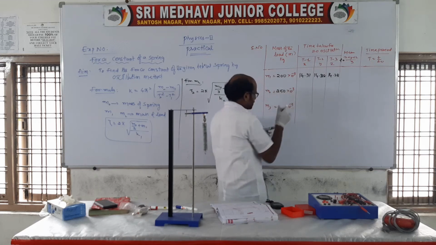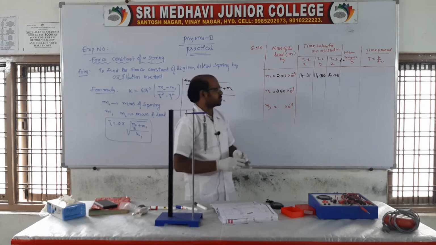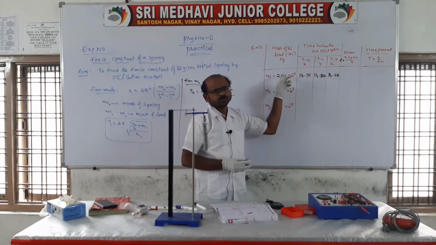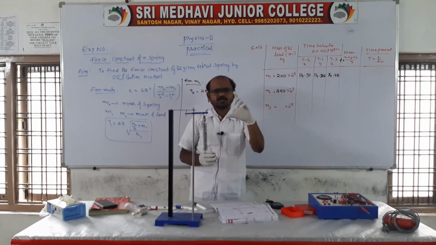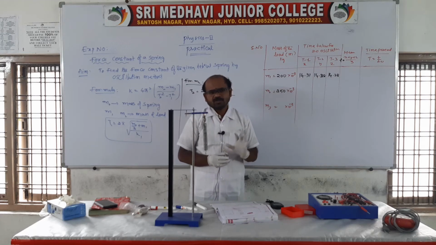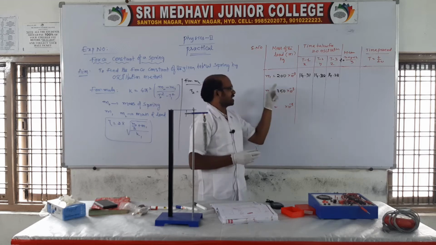For the second one I am taking your choice. If you want to start from 100 also, no problem. Better you start from 200 because it oscillates in a good manner. If I take 100, it cannot oscillate. That is why you go for 200, and the next one is 250.